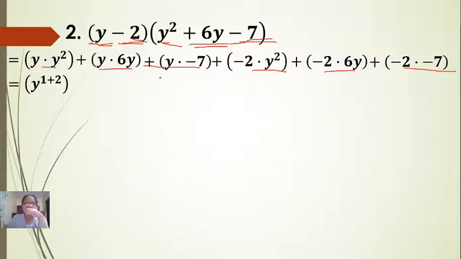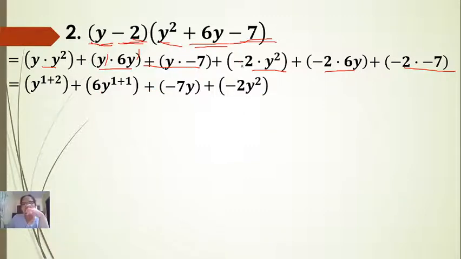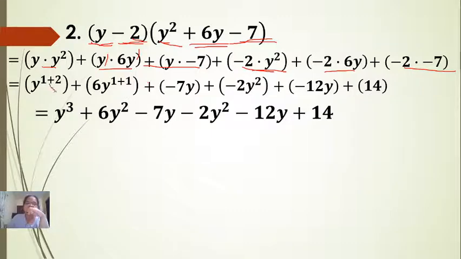And then simplify. So add the exponents of y, 1 plus 2, and then add the exponents of y in here, that's 1. There's an invisible 1 as an exponent. 1 times 6 will give us 6. So this is negative 7y. And then this is negative 2y squared. Negative 2 times 6 will give us negative 12. Copy y as a coefficient. Negative 2 times negative 7 is 14. Then simplify further. That will give us y cubed, 6y squared, and then negative 7y, negative 2y squared, negative 12y, and then 14.